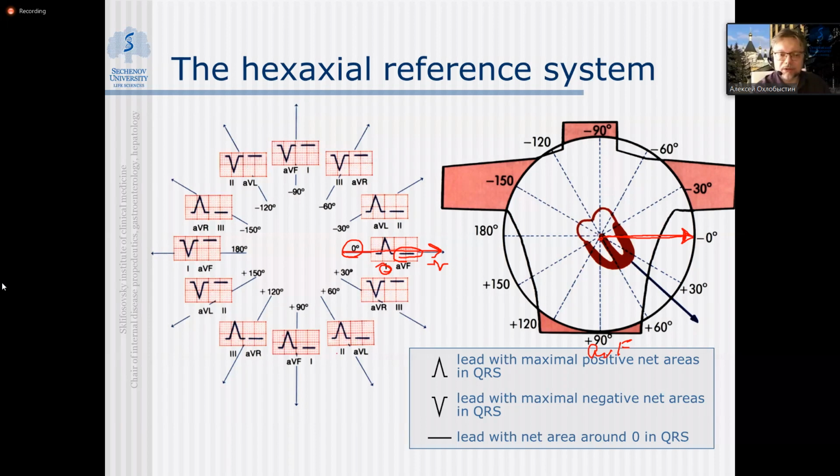Another situation. Let's say you see the highest positive deflection in AVF, the tallest R wave of all, and an equiphasic complex in the first lead. It means the vector coincides with the positive portion of AVF and is perpendicular to the first standard lead. Therefore, the angle alpha will be plus 90.